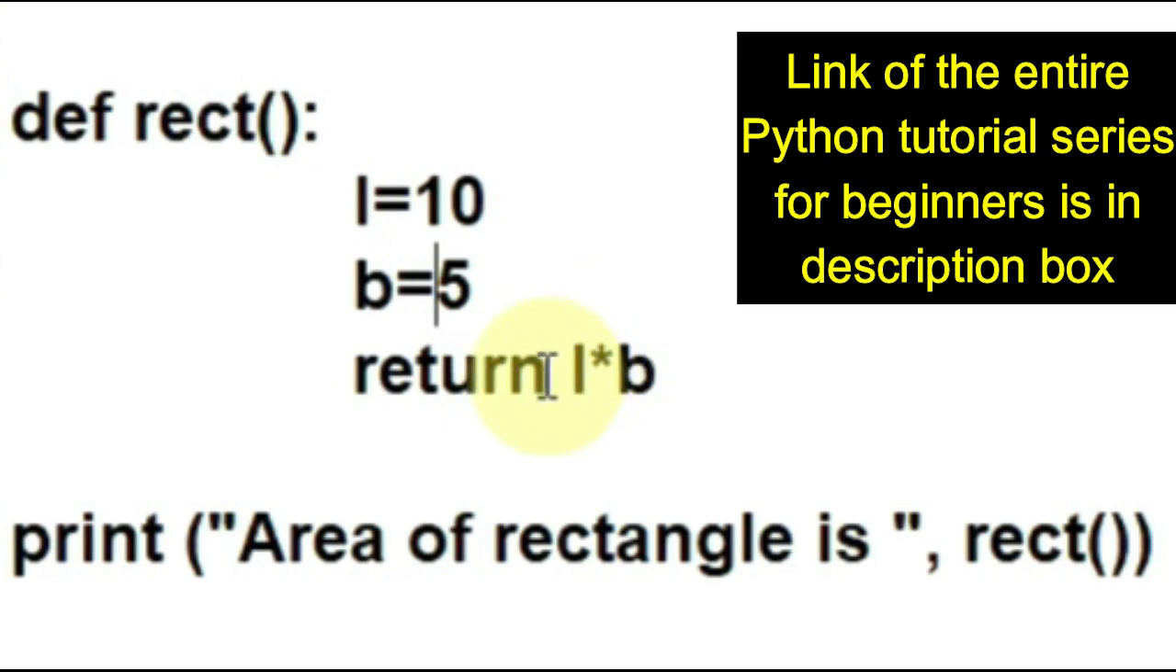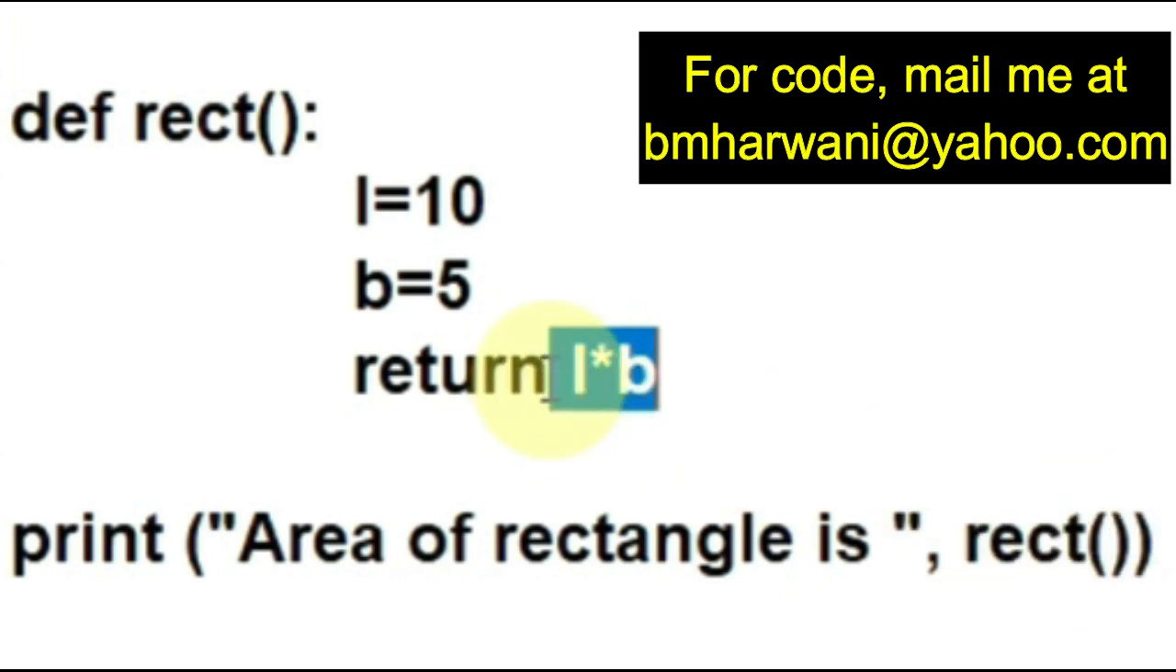Return means go back to the main function and take the result of this expression, length into breadth, that is 50. So control will jump back to the main function and the result which was mentioned in return will be placed here. So the output will be area of rectangle is 50.